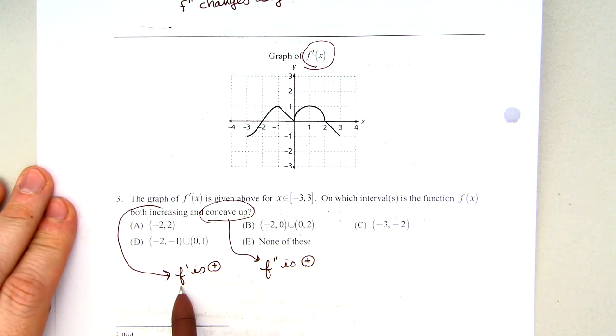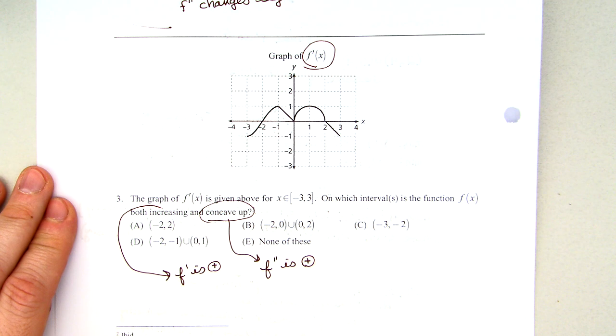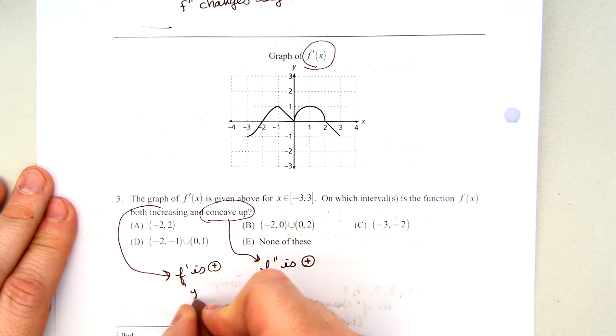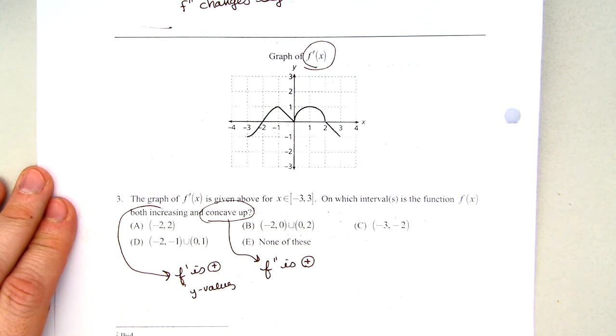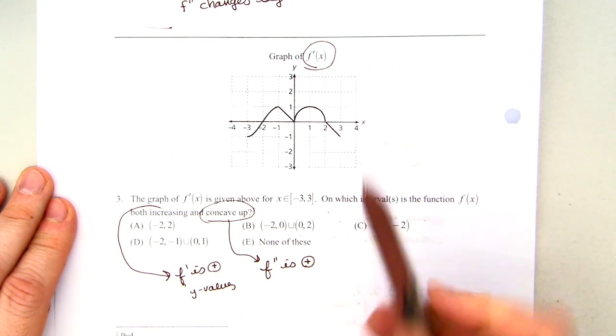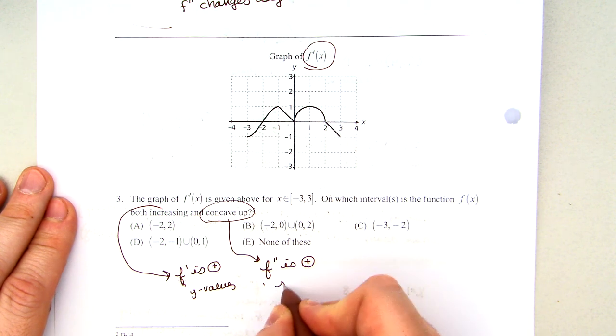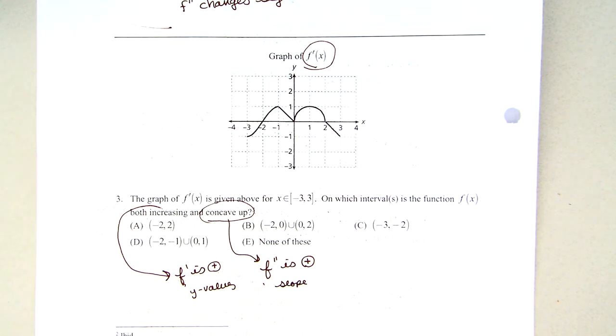f prime is positive. You've got the graph of f prime. Do you want to know where the y values are positive or where the slope is positive? You have f prime, you want to know where f prime is positive: y values. But at the same time, you want to know where f is concave up. You have the graph of f prime, you want to know where f double prime is positive: slope. Pick out the regions where you have positive y values and a positive slope while I pass out the cumulative review.